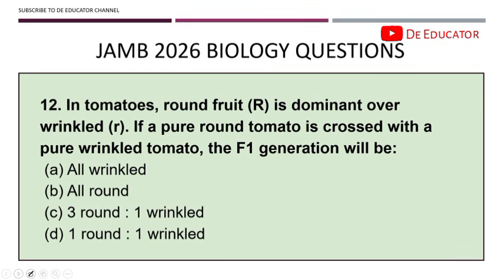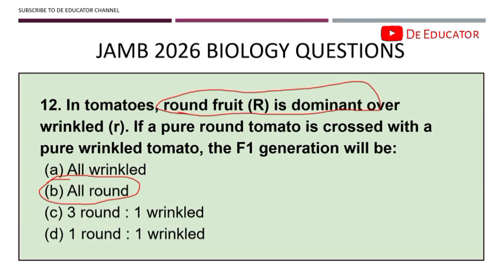All right. So next question: if in tomatoes, round fruit, R, is dominant over ring, small letter r, and a pure round tomato is crossed with a pure ring tomato, the F1 generation will be. This is a very simple question. It will be all round. The law of dominance is one of the laws of inheritance. It says that for the first crossing, if you cross a dominant with a recessive, in the first generation the dominant trait will be expressed. They already told us in the question that round is dominant, which means all the offspring in that generation will be round.